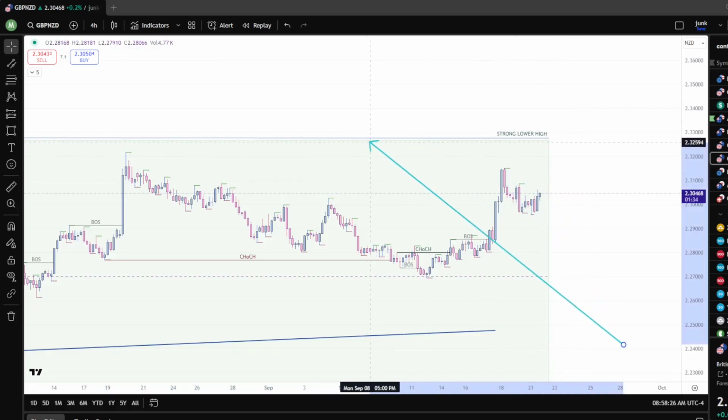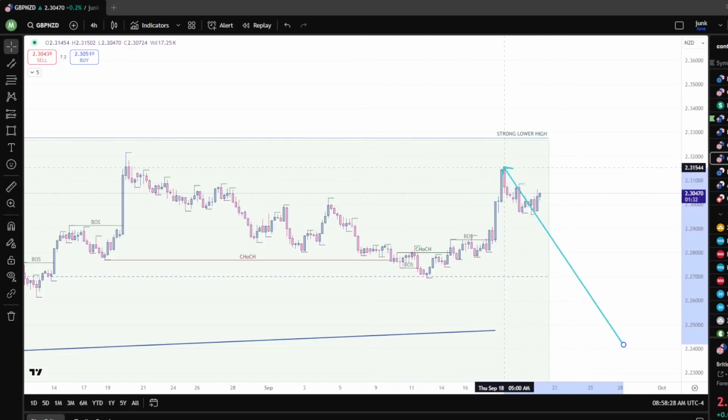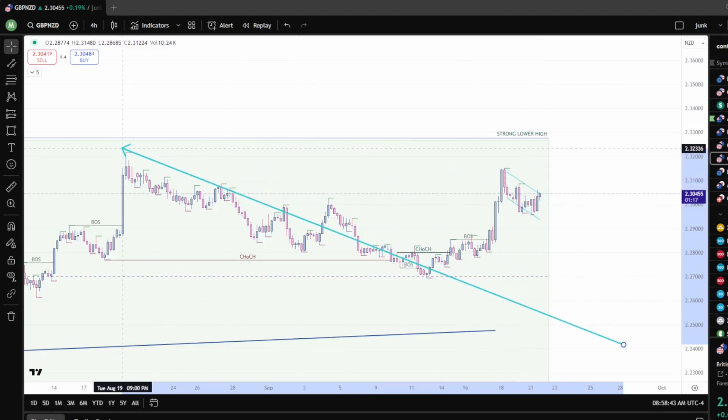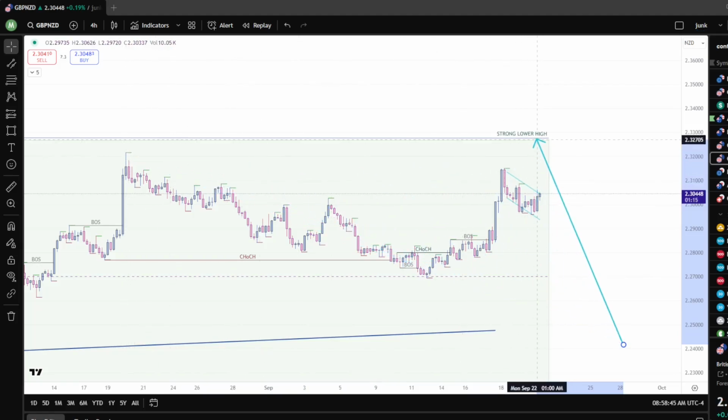But overall, just waiting to see if price can deliver. This could be a significant push, possibly a bull flag internally, pushing prices higher. If it does break out, I would expect it to take out these highs and take out this lower high of this overall swing structure.